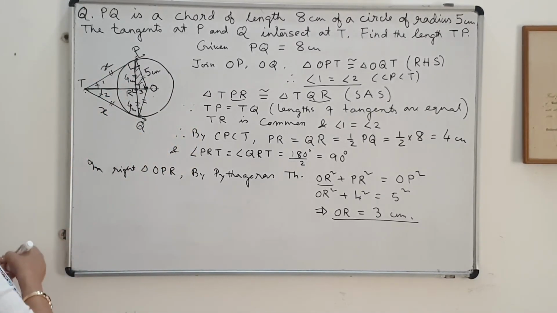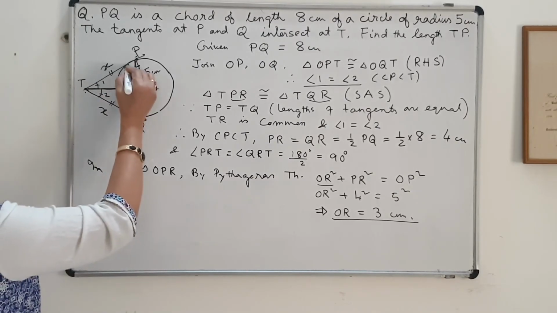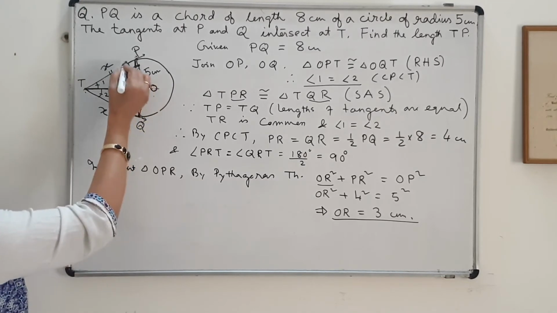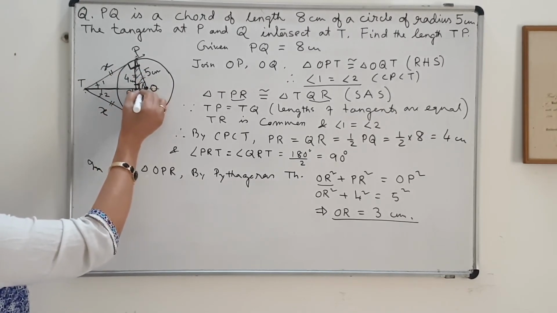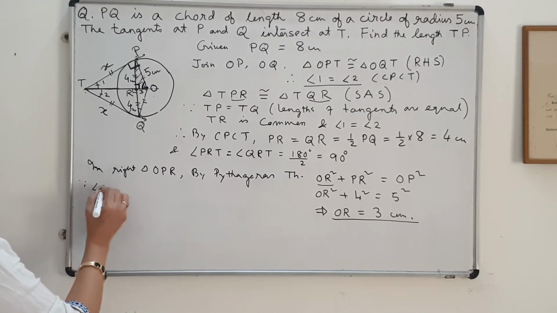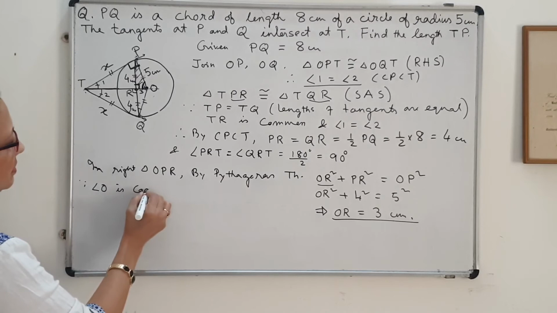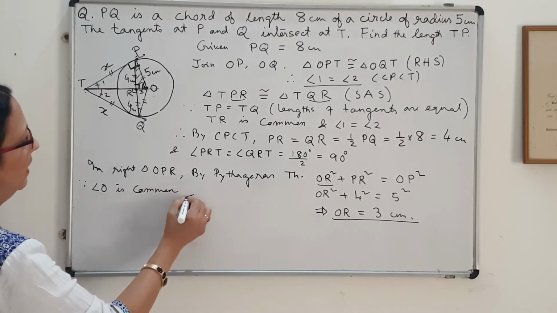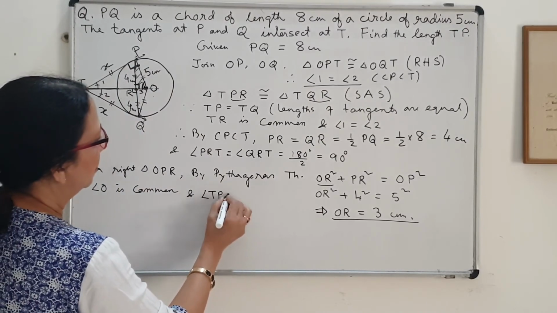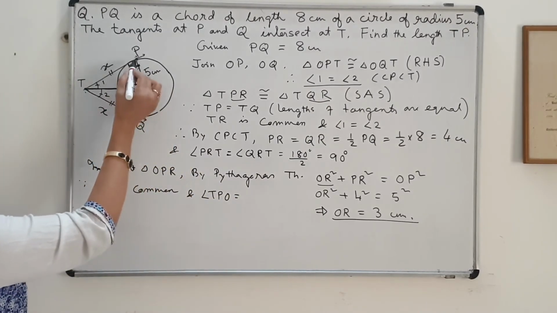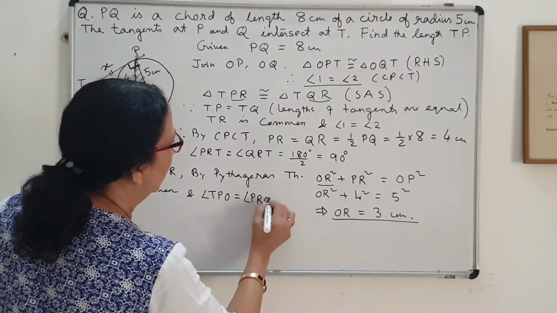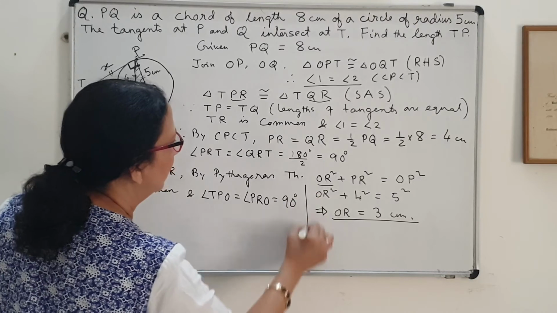So you see, in the triangle OPT this is 90 degrees, and in triangle OPR this is 90. So one angle is the same, and then I can take this angle as common. So you write, since angle O is common and angle TPO is equal to angle PRO, angle PRO is equal to 90 degrees.